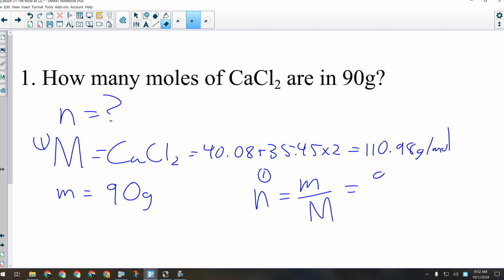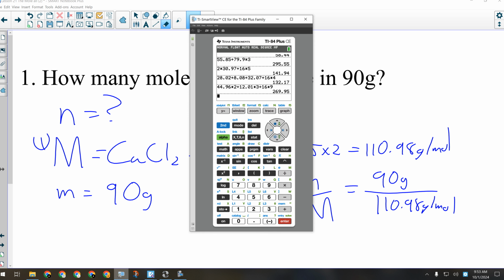90 grams, small m, divided by 110.98 grams per mole, big M. If I plug those in, 90 divided by 110.98 is 0.81 moles. Is it okay that I got a decimal? Yes, I have less than a mole, right? 1 mole is 110.98 grams. I only have 90 grams. I don't have a mole. I have less than that.